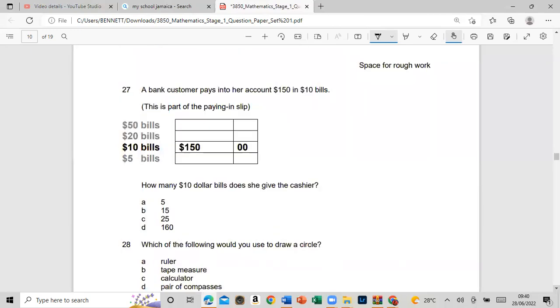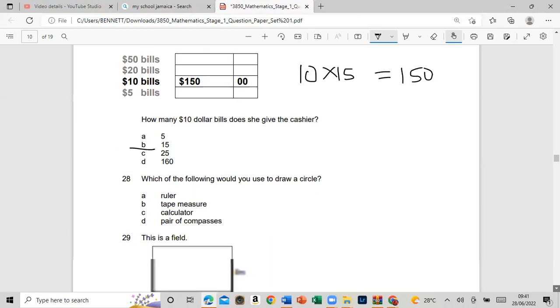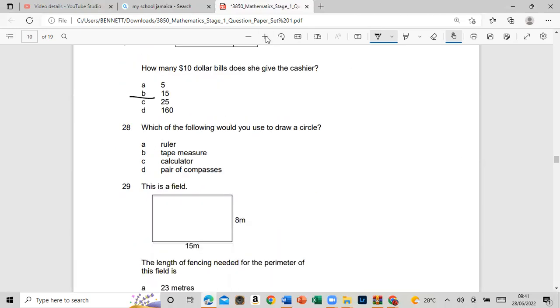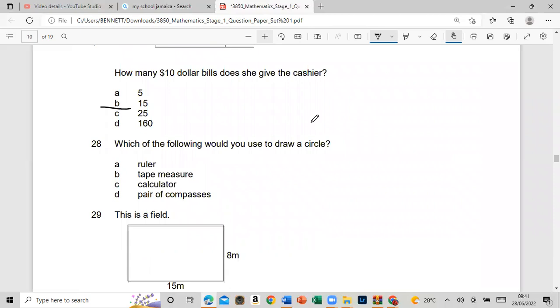A bank customer pays into her account $150 in $10 bills. How many $10 bills does she give the cashier? All right, so a $10 bill and it comes up to 150. So what times 10 can give you 150? And that would be 15. Okay, just add a 0, right? So that's 15. So I have to learn to spend money. Tell my parents and Mr. Bennett to get money to spend.